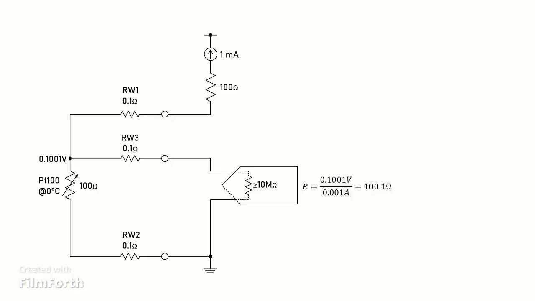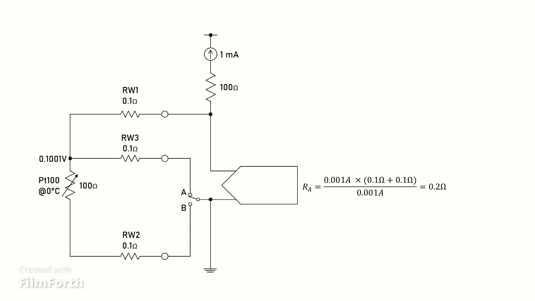The voltage measuring circuit has a high input resistance, as high as 10 megohms or more. That means that the current passing through RW3 is very small, in the order of picoamps. That means that the voltage drop across RW3 is equally very small, in this case, about 1 nanovolt. So the voltage at the input of the voltage measuring circuit is almost the same as the voltage across the RTD and RW2.